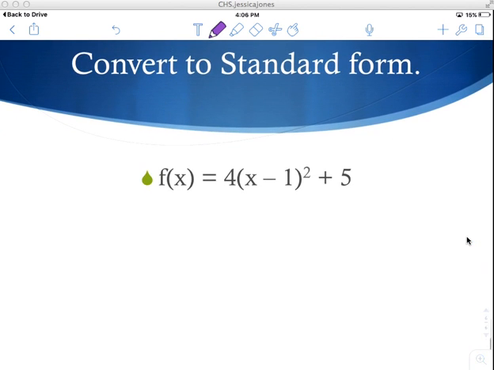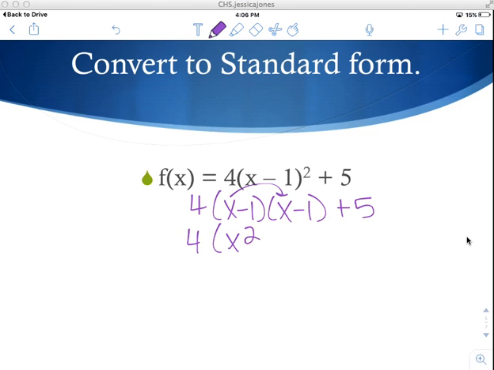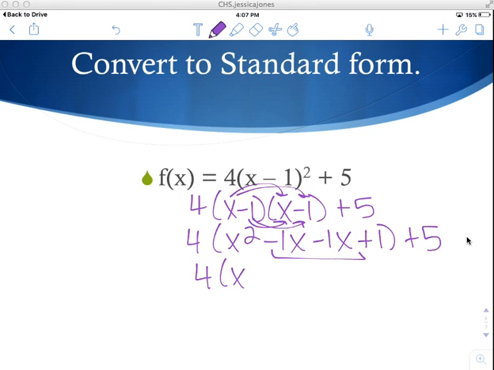Our last example is 4 times x minus 1 squared plus 5. We're going to follow the same steps as the previous one. First, we're going to FOIL out x minus 1 times x minus 1. X times x gives us x squared. X times negative 1 is negative 1x. Negative 1 times x is negative 1x. And negative 1 times negative 1 is positive 1. Combining like terms here, this becomes x squared minus 2x plus 1.